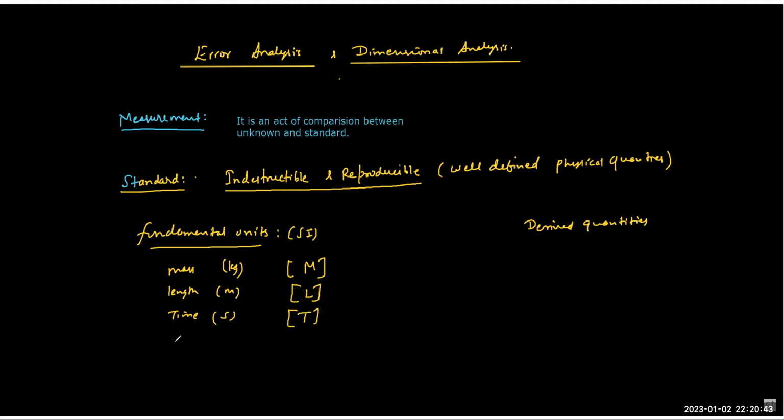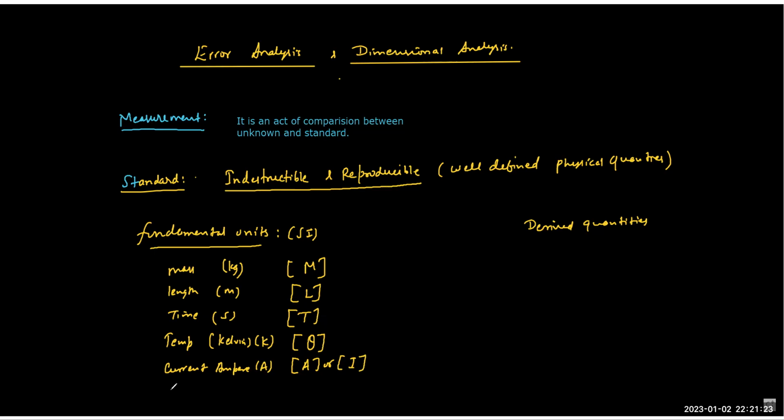What else? Tell me, guys. Temperature. Temperature, Kelvin. So we write it by capital K. You can use K also, but we use theta. Then next, ampere, current. So ampere. You can use I, but we can use two symbols. Either you can use A also, that's totally okay, or sometimes people use I.